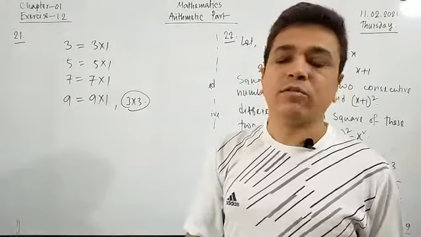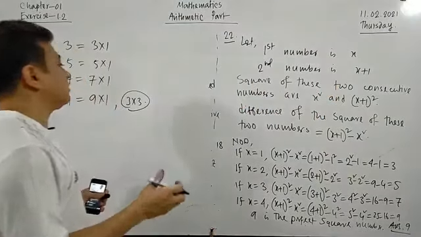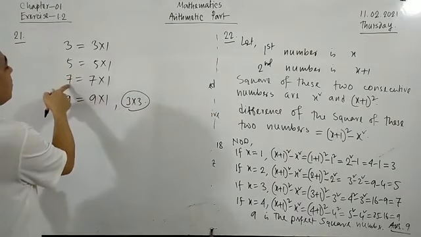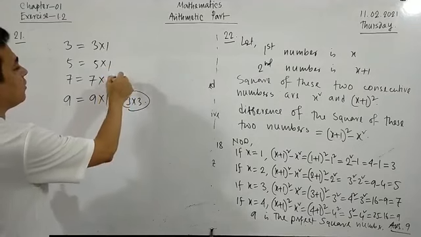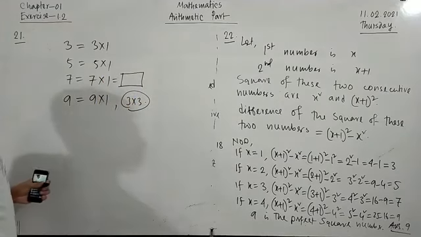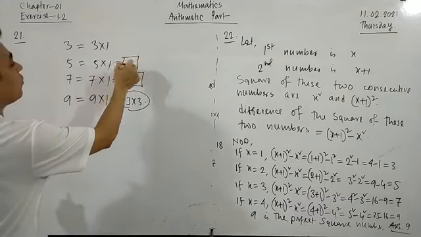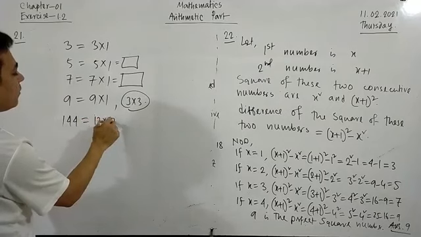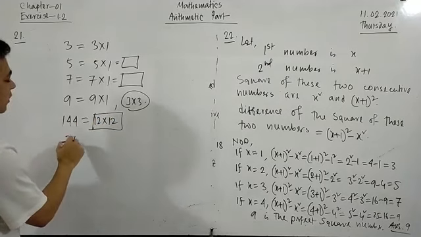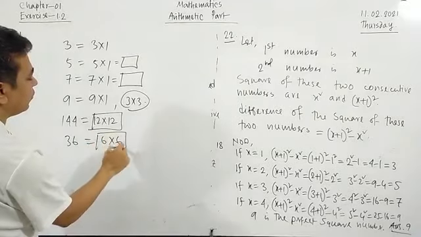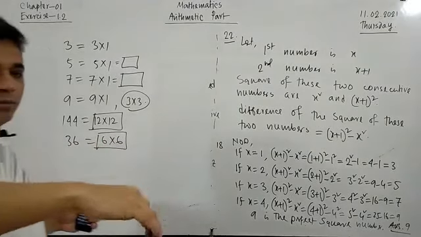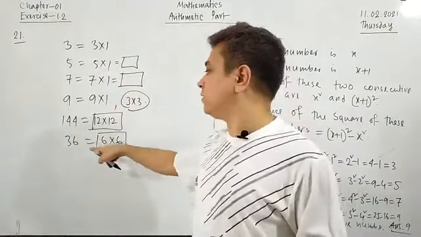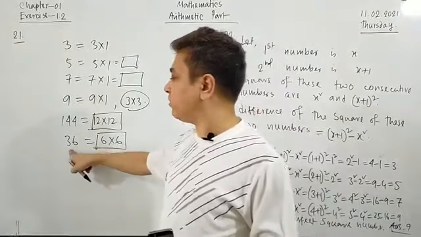So what is a square number? Any number that you can express as the multiplication of the same two numbers is called a square number. For example, 7 is not possible. Is it possible with any other two numbers? No, it is not possible. But 144 you can write as 12 into 12, the same two numbers. 36 you can write as 6 into 6. When you can write a number as the multiplication of the same two numbers, we can say that number is a perfect square. So 36 is a perfect square number.